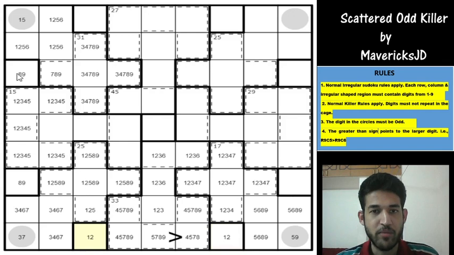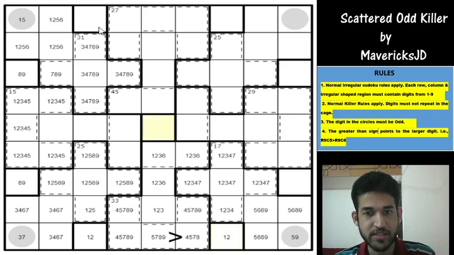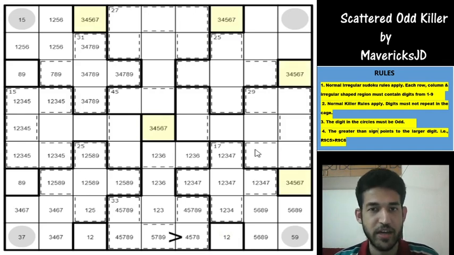So if you remember at the start, I had mentioned that these single cells will also take digits from 1 to 9. So we've got 1, 2, 8, 9. So these remaining 5 cells would be 3, 4, 5, 6 and 7, right? So that they also take 1 to 9.